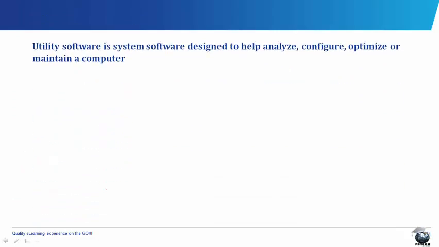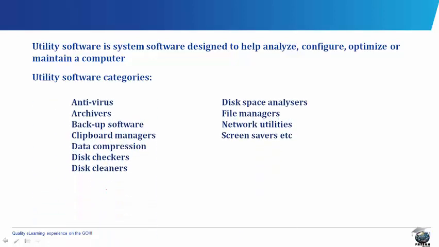Now, we'd like to see other types of system software. One is utility software, which is system software that is designed to help analyze, configure, optimize, or maintain a computer. Also, we see the categories which include antivirus, archivals, backup software, clipboard managers, data compression, disk checkers, disk cleaners, disk space analyzers, file managers, network utilities, and screensavers.